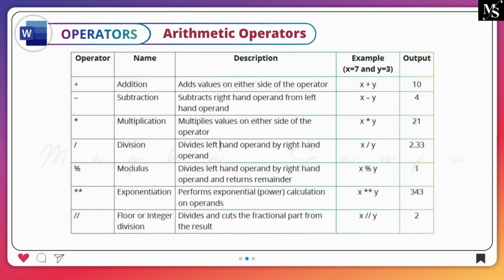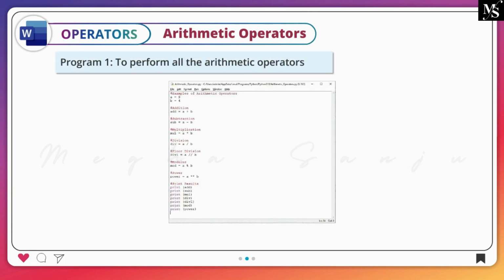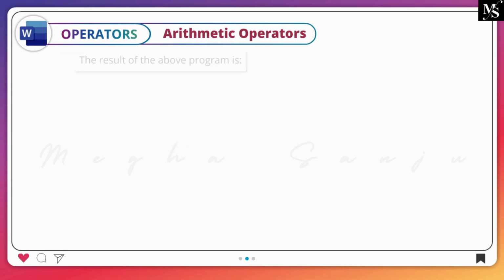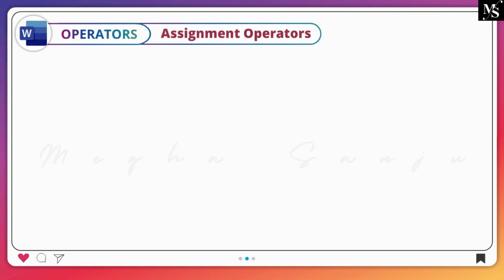Exponentiation. Performs exponential power calculation on operands. x exponentiation y, 343. Floor or integer division. Divides and cuts the fractional part from the result. x floor divided by y, 2. Program 1. To perform all the arithmetic operators. The result of the above program is shown.